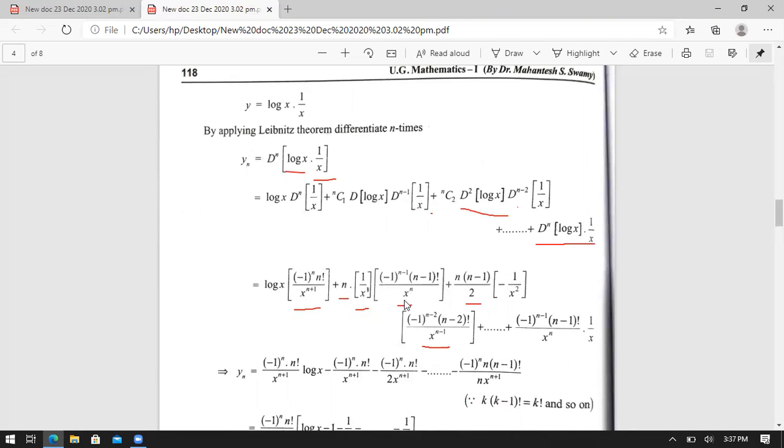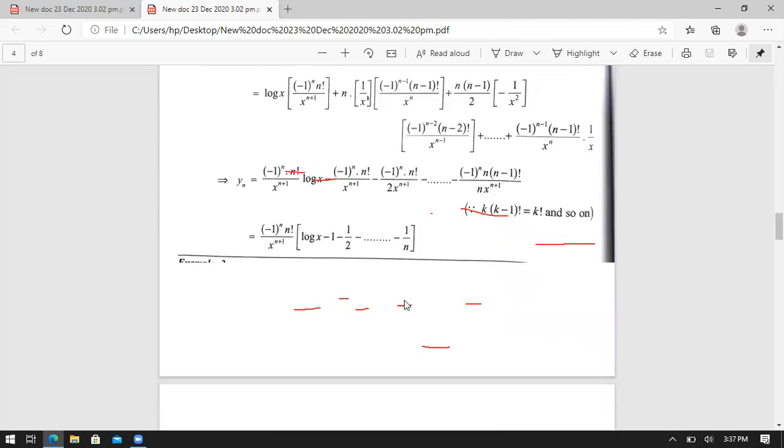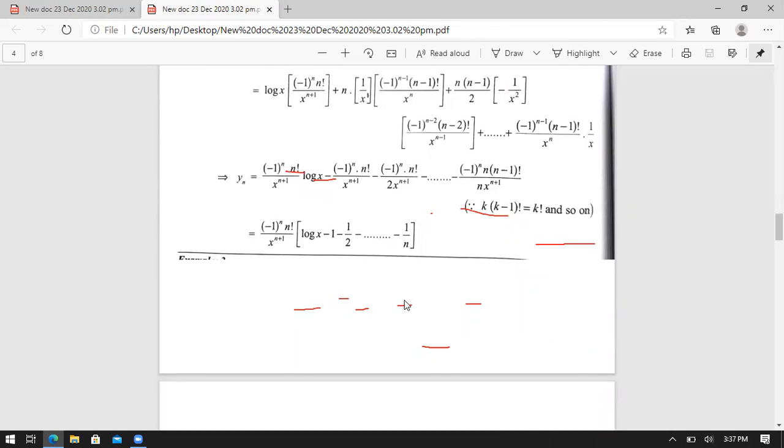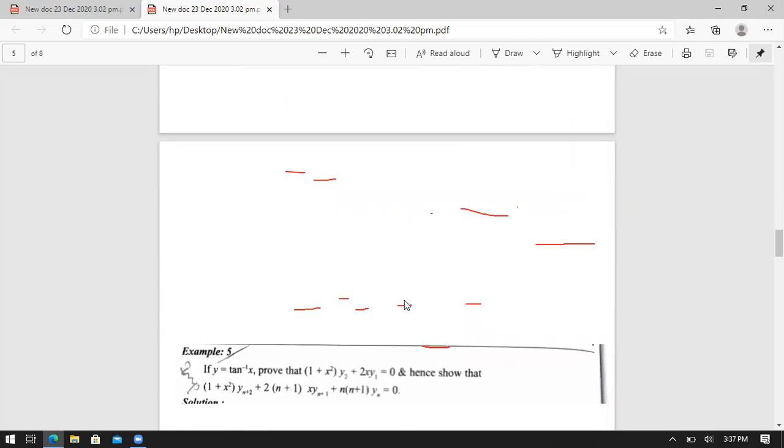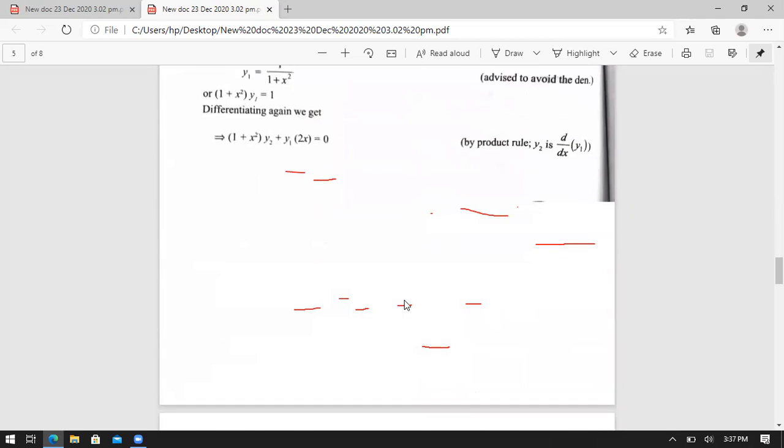Okay, y is equal to log x divided by x. This is the second example. This is a five mark question. Remember this one. And once again I am telling, when you are doing this problem, first you write the Leibniz theorem formula. Means 2 marks for that formula. Okay.